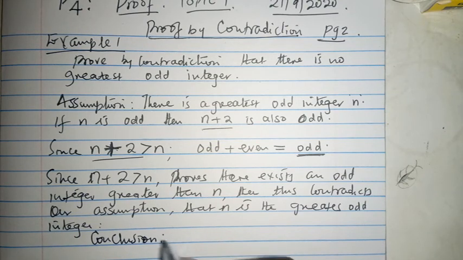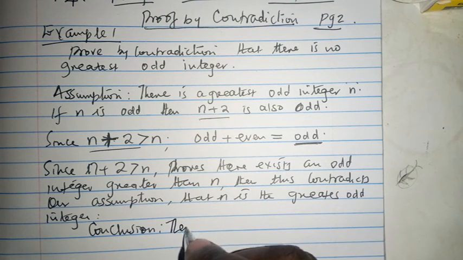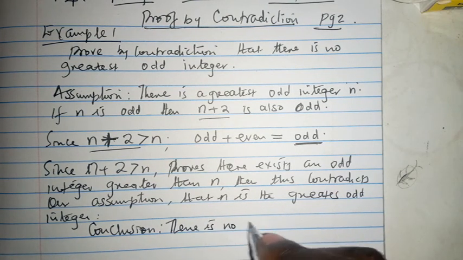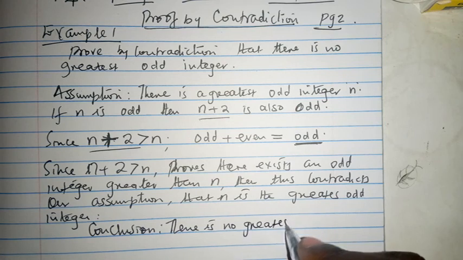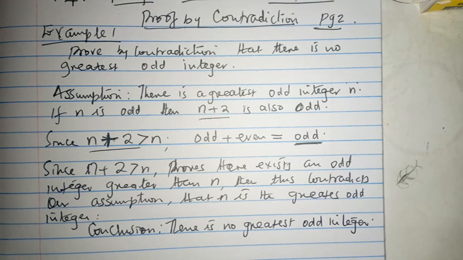That is our conclusion: since it contradicts, there is no greatest odd integer. And that is just it. There is no greatest odd integer.